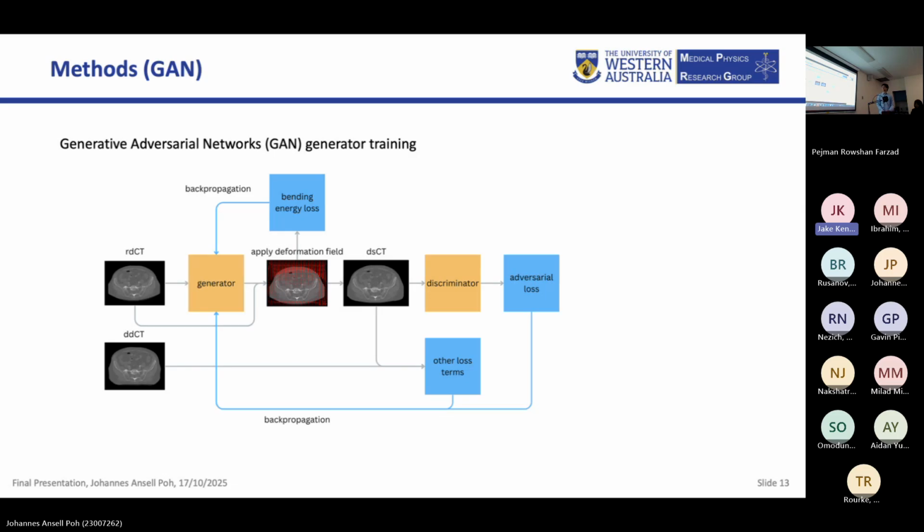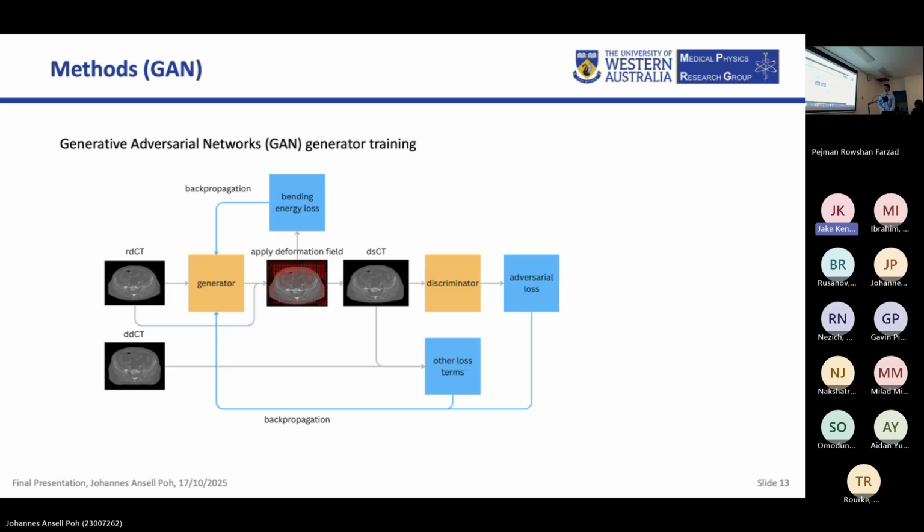GAN works by having a generator and a discriminator. The generator generates the images and the discriminator tries to discriminate between real and fake images. The generator is trained by having the dCT as input, and it outputs the deformation fields. These deformation fields are then applied back to the dCT image to generate the dSCT image, the synthetic CT image. And the synthetic CT image is fed to the discriminator for the adversarial loss.